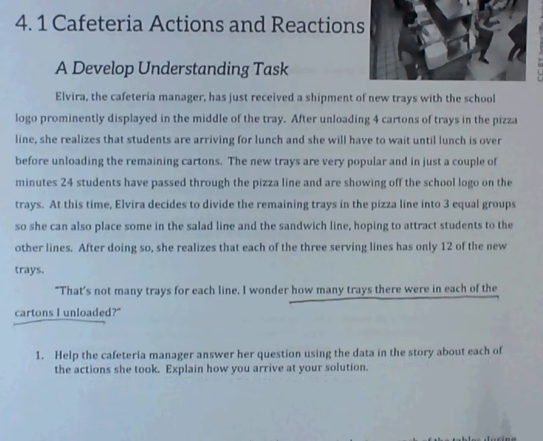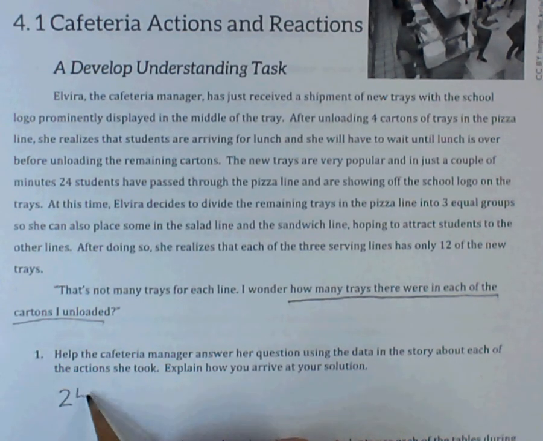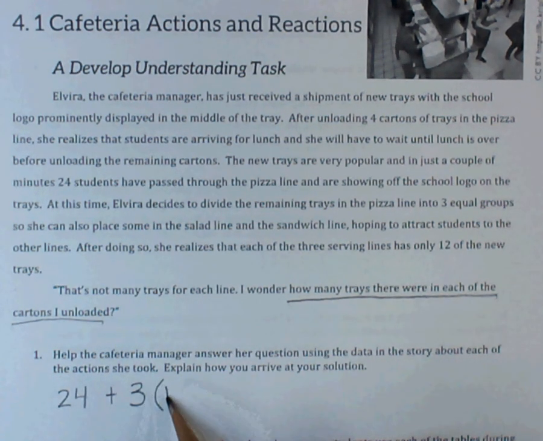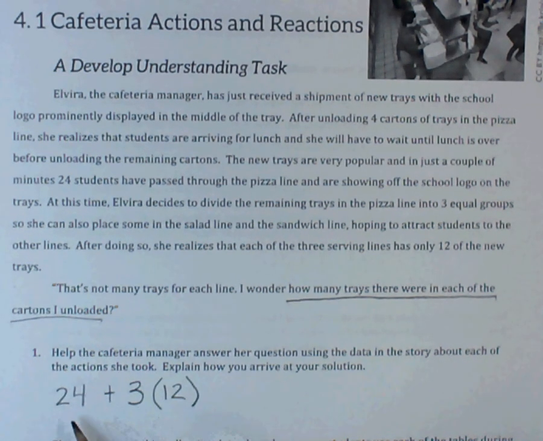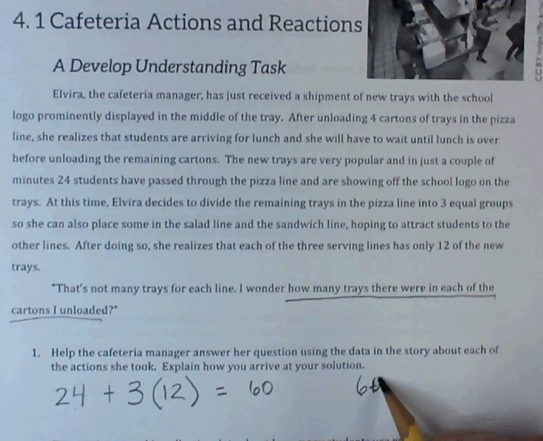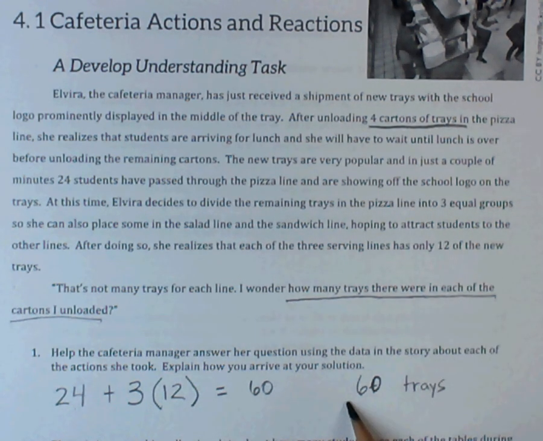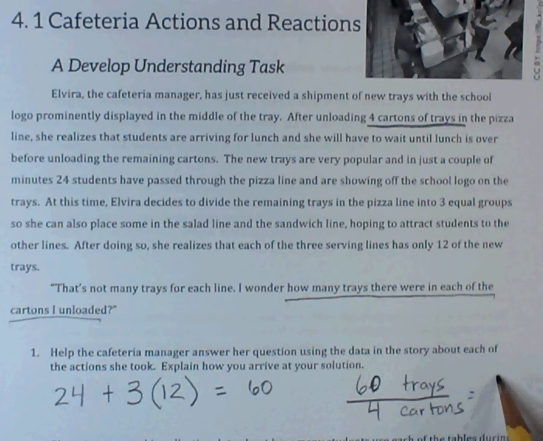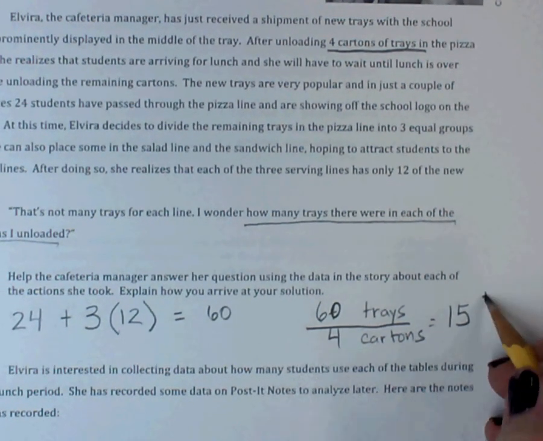Okay, so what Elvira did is she passed out 24 trays, and then she said, oh, I want to split them up between the 3 lines, and there were 12 in each line. So there's different ways to figure that out, but this would be one way of noting what you're doing. And when we worked that out, we got 24 plus 36, so that was 60 trays. And there were 4 cartons. So if we want to know in each carton, we would divide by 4 cartons. We decided, no, 15. Sorry, 15. 15 trays per carton.